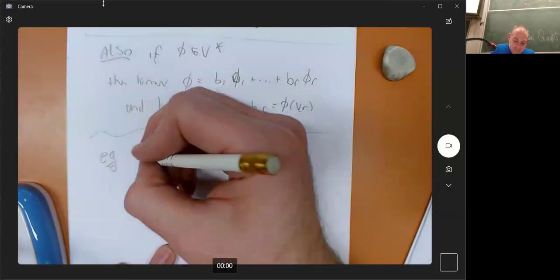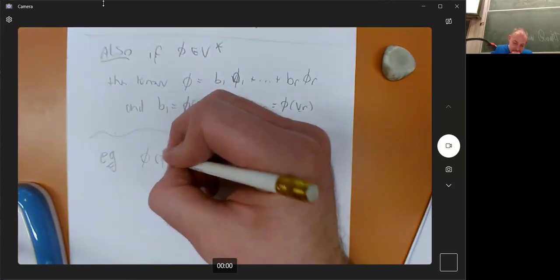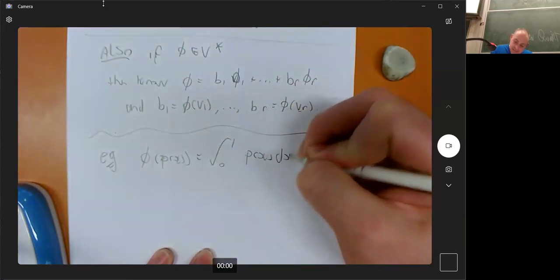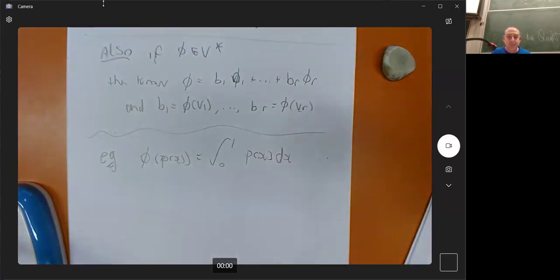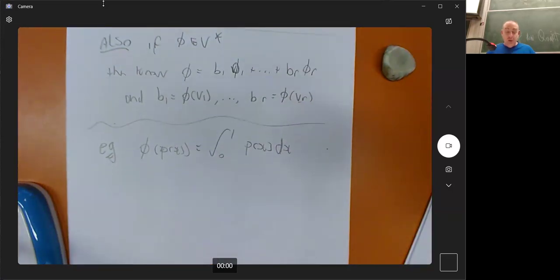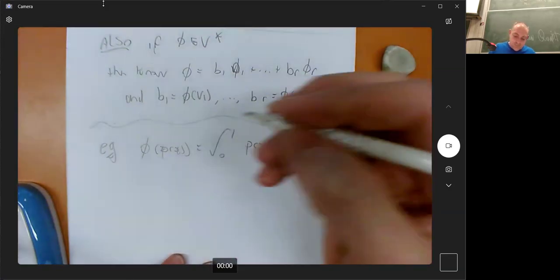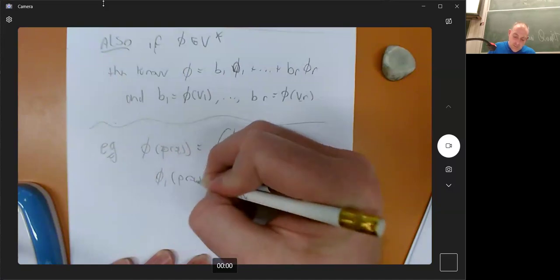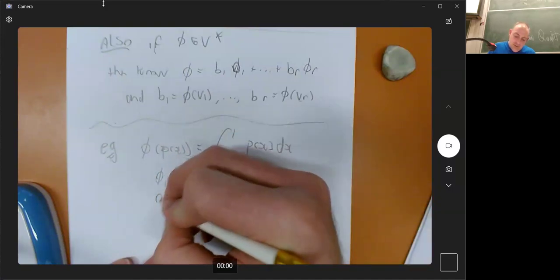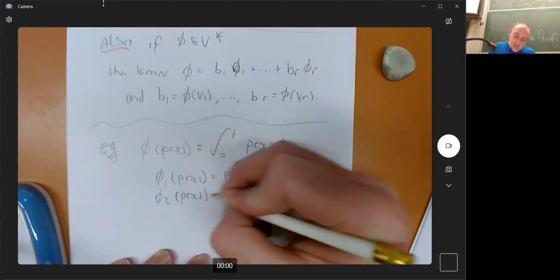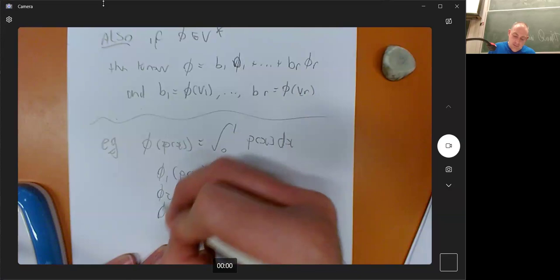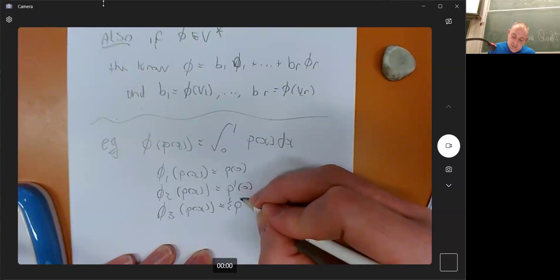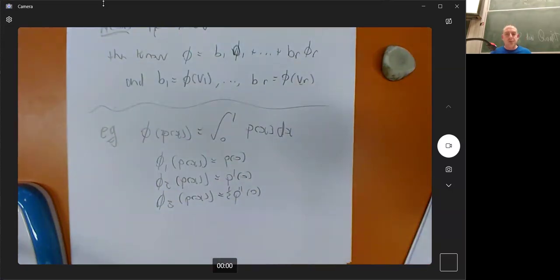So phi of p of x is the integral from 0 to 1 of p of x dx, right? And so I would like to write, and phi1 of p of x was p of 0, and phi2 of p of x was p dashed of 0, and phi3 of p of x was a half of p double dashed of 0. Cool, cool, cool.